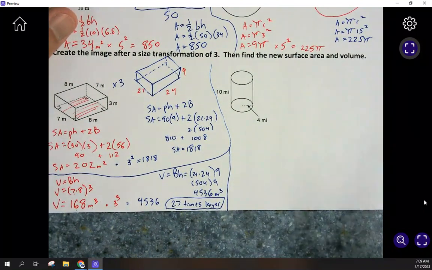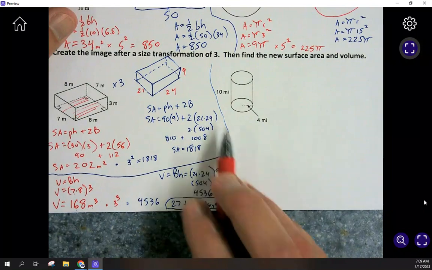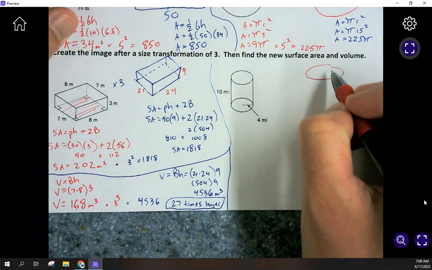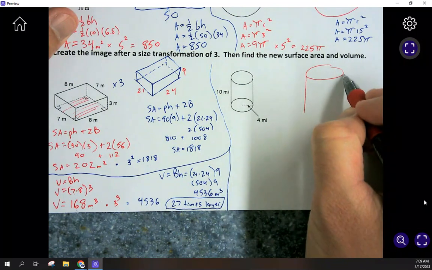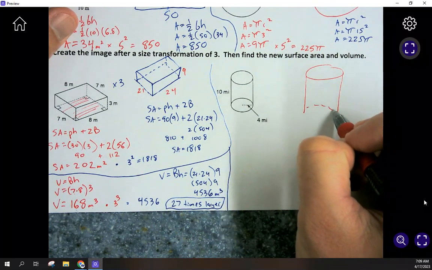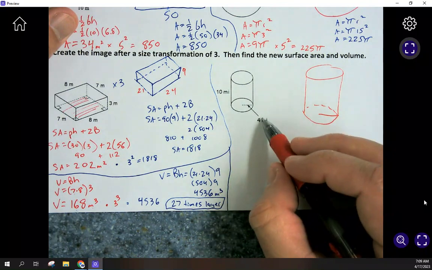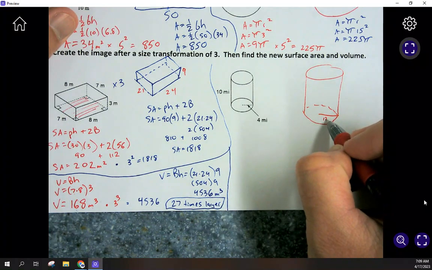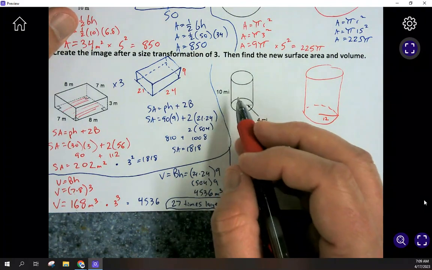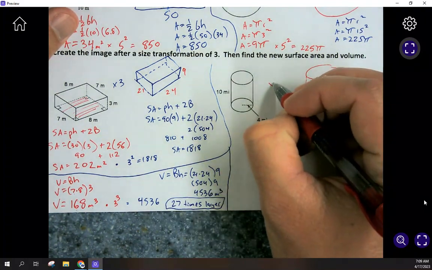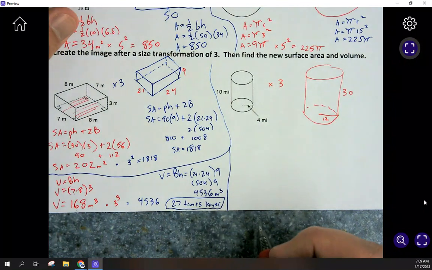All right, so one more of these. Find the new surface area and the volume, again, after a transformation of 3. So we're going to have a bigger cylinder here, 3 times bigger. All the dimensions are 3 times bigger. So if this was 4, 4 times 3, the radius is now 12. And the height was 10 times 3 now. It's going to be 30.